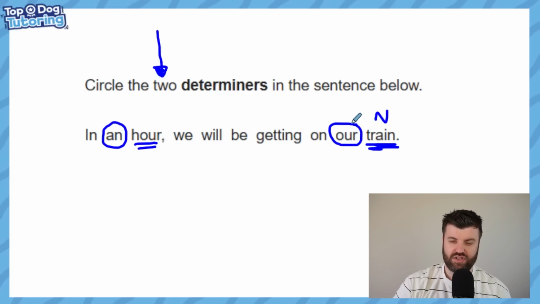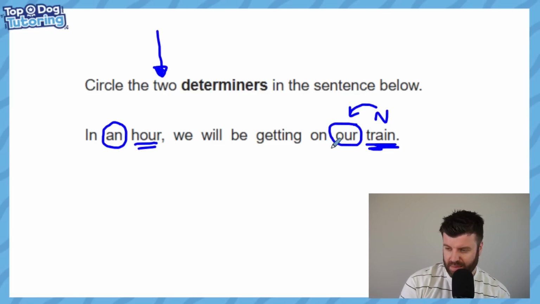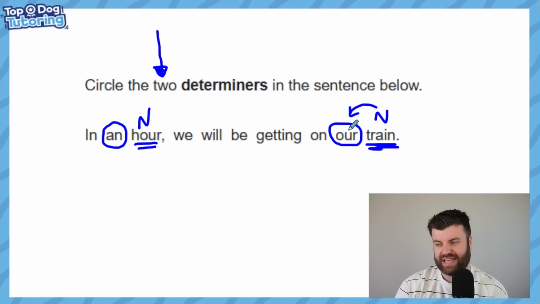Our train. It's not any train. It's not the train. It's not a train. We'll be getting our train. Now this here is a determiner. It's determining whose train it is. So you might be thinking, is there a link here between pronouns and possessive pronouns? Yes. Words that are the same can be in two different word classes. But in the context of this sentence, the two determiners are an hour, because hour is a noun, and our train, because train is a noun.